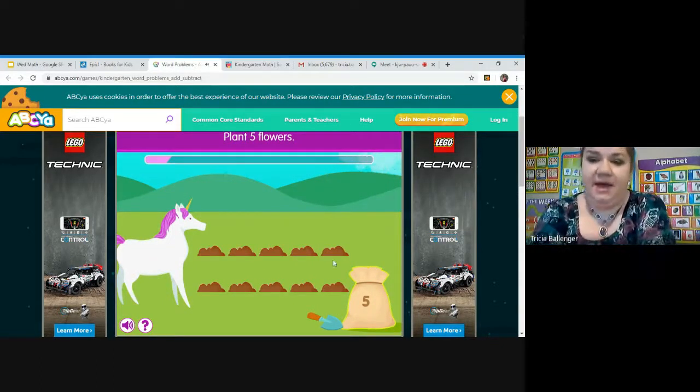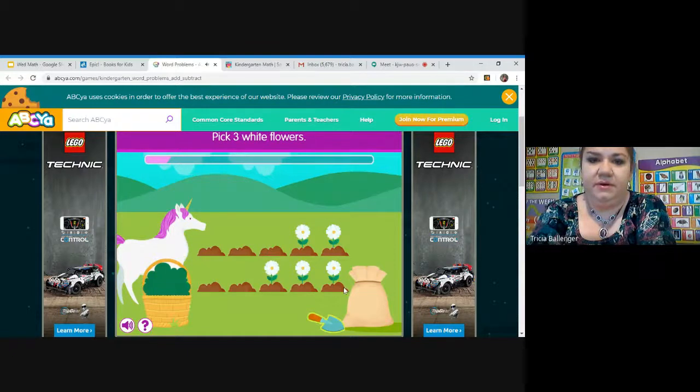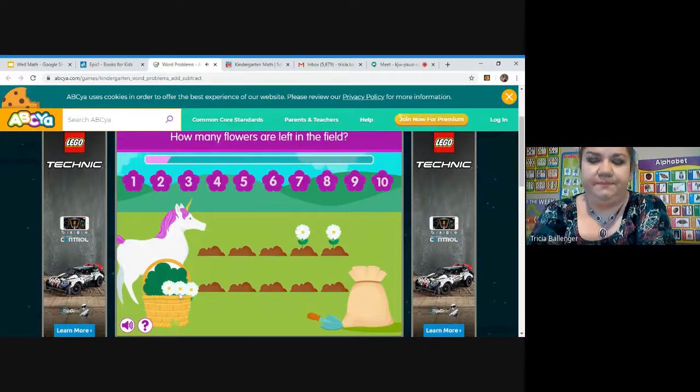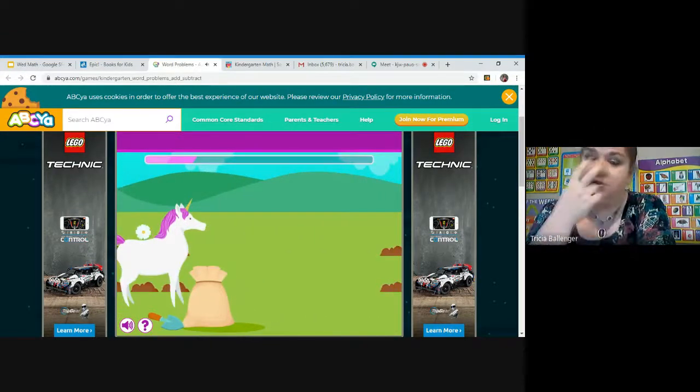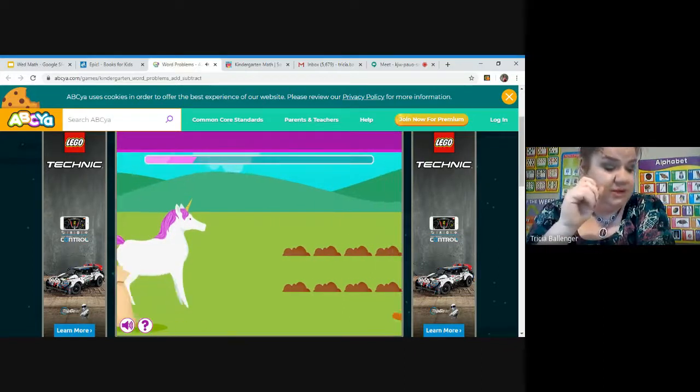Plant 5 flowers. So it's 1, 2, 3, 4, 5. So we gotta pick 3. 1, 2, 3. So 5 minus 3 equals 2. This is where that skill we learned last week, subitizing, comes into play, because we want our friends to be able just to look at the number and tell us how many.